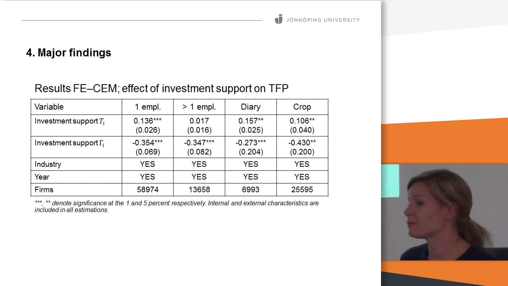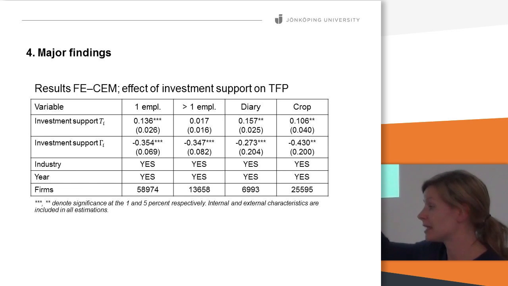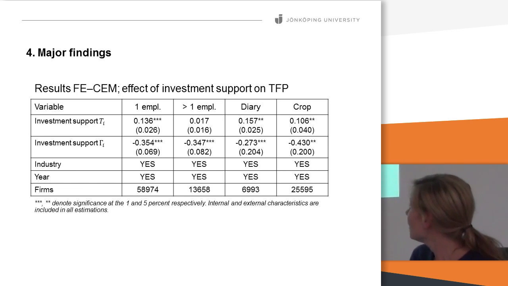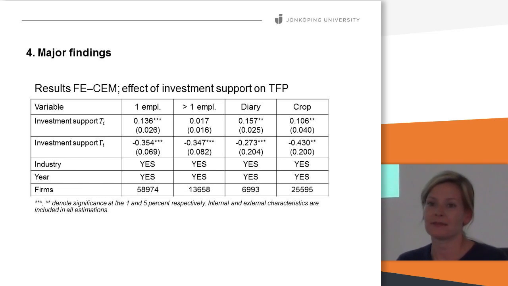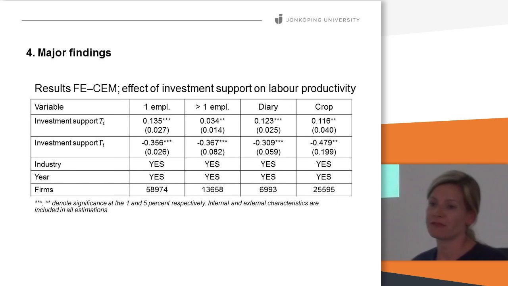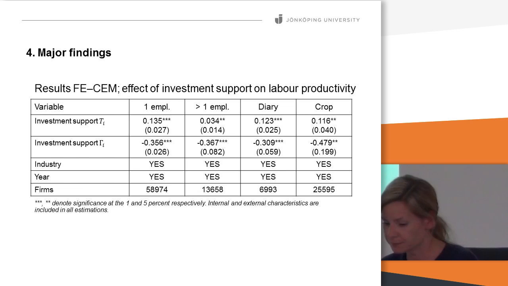Because 85% of the agricultural firms in Sweden have 1 employee, we are a bit restricted here on how we can split the sample. But we find this result to be robust across subsectors and across firm sizes. And when we estimate it using labor productivity instead of total productivity, we find similar results.